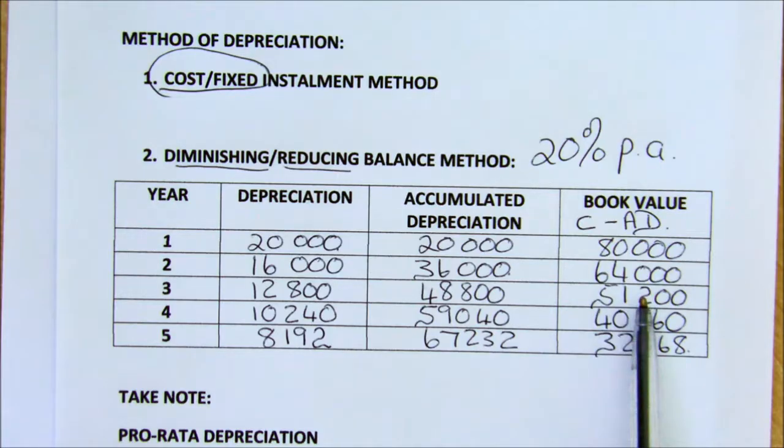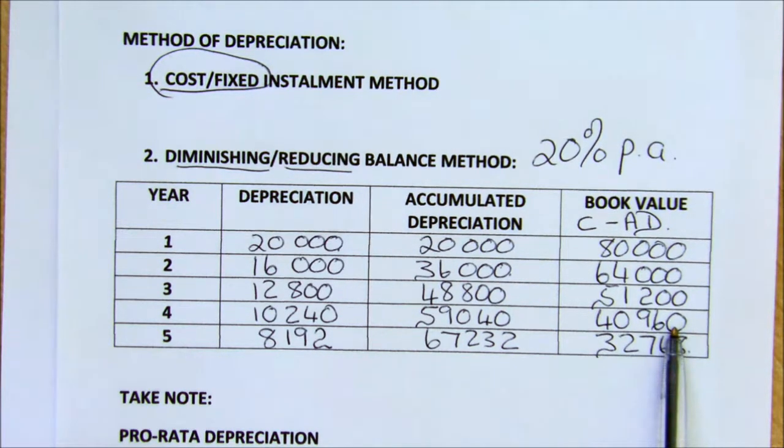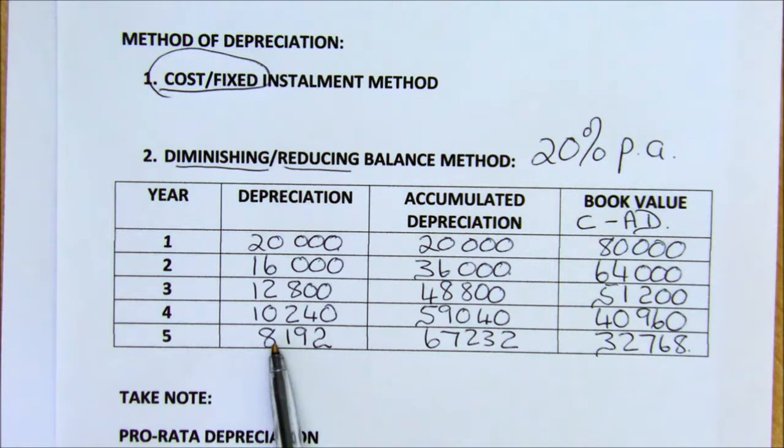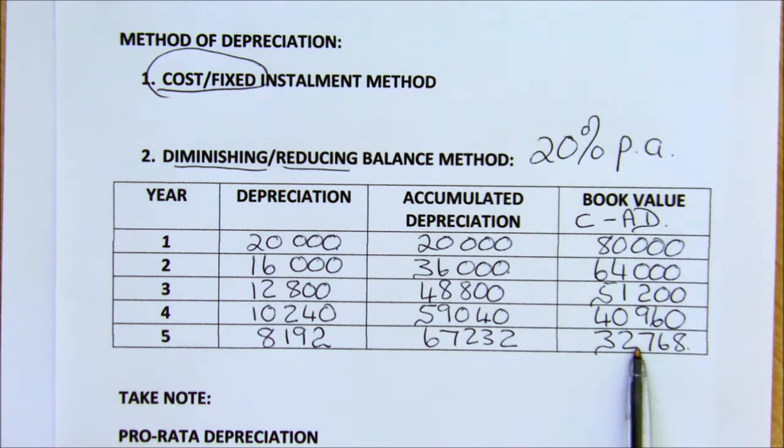Always 20% of the book value. So in year 4, it was 20% of 51,200, and that reduces your book value down to 40,960. Year 5, 20% of that, 8,192, and it's worth 32,768.